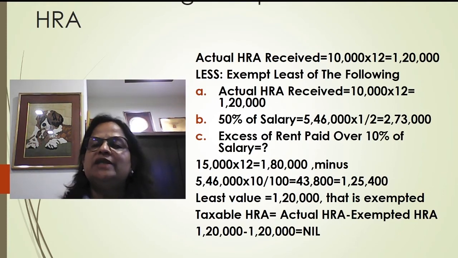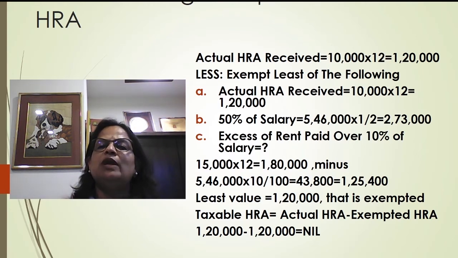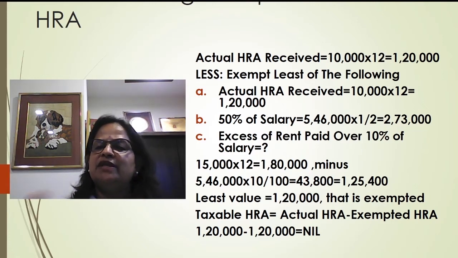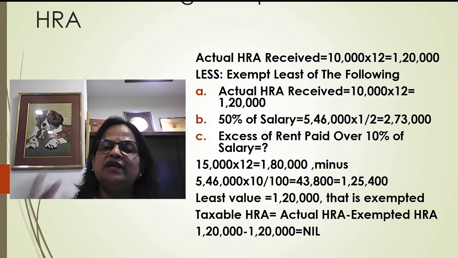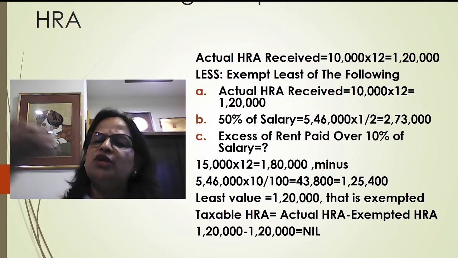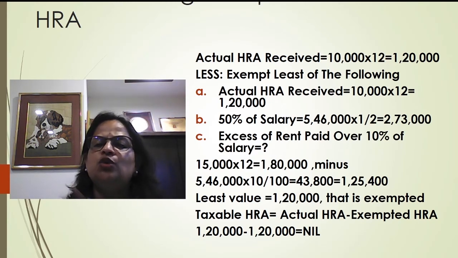Now actual HRA received. He is getting HRA 10,000, 10,000 into 12, 1,20,000. Less exempt, least of the following. Again we are writing actual HRA received 10,000 into 12, 1,20,000. 50% of salary because he is living in Delhi. How you are getting 5,46,000? I am going to explain in the next slide. We have explained already in the previous problem. That is why I have included in the next slide how this calculation. So 5,46,000 into 1 by 2, 50% is divided by 2.